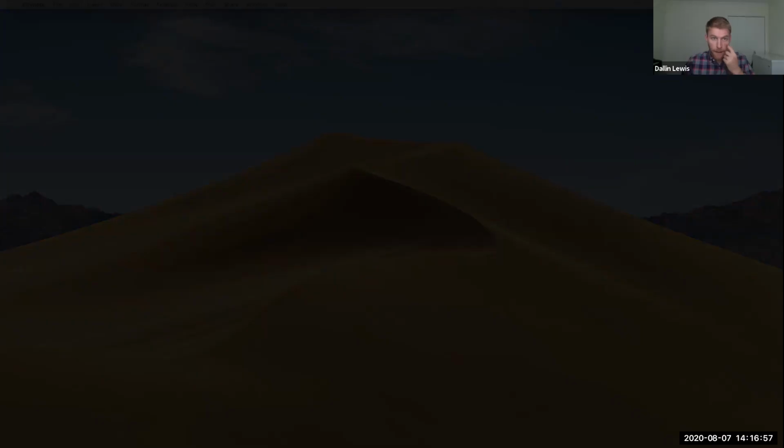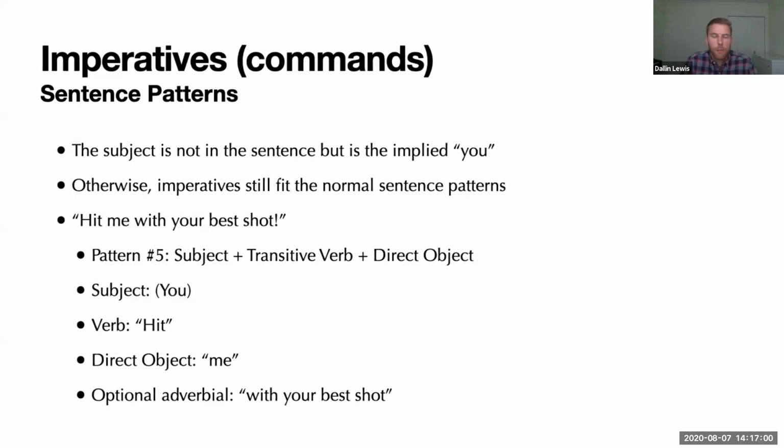All right. Lastly are imperatives. Imperatives are just commands. And you might be wondering, what type of sentence pattern are they? Imperatives can be any type of sentence pattern. The key with imperatives is that the subject is always you or you all, and it's often left implied or unsaid. So once you plug in you as the subject, then you just analyze it as normal.